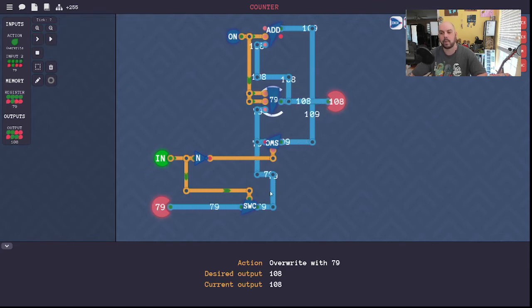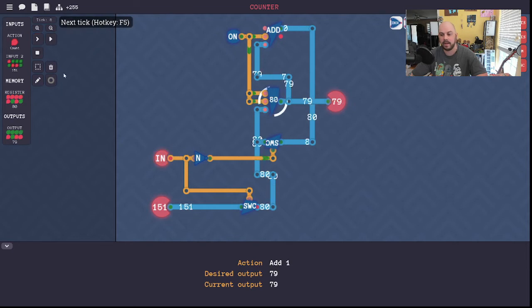And then now we're going to overwrite that 108 with the 79. The 108 just gets pushed straight out of the register to the output, but this 79 is enabled coming up into this register. We're not adding the 109 up into here because that switch isn't enabled. We're just overwriting that information in the register with 79. But now we're going to add 1 to that 79.